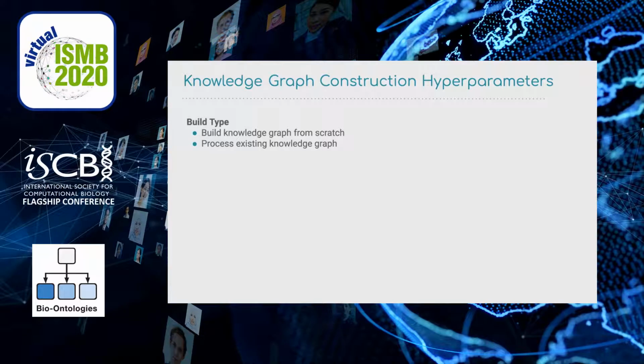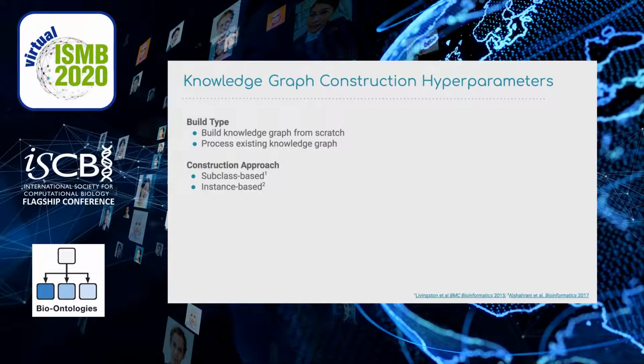And in order to meet a wide range of users' needs, Phenolator provides several hyperparameters. Firstly, we provide flexibility in knowledge graph type. So knowledge graphs can be constructed from scratch, or existing knowledge graphs can be processed through the pipeline.